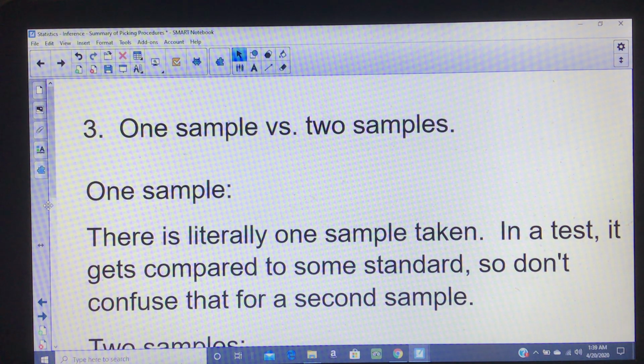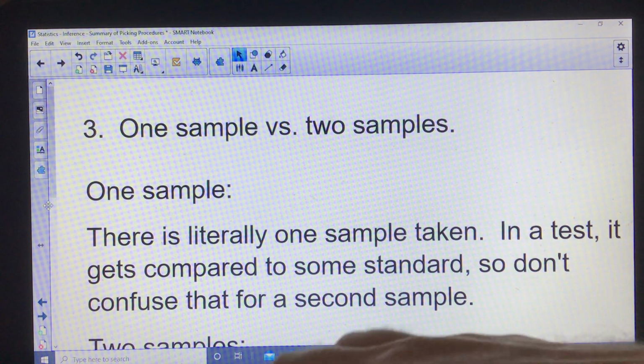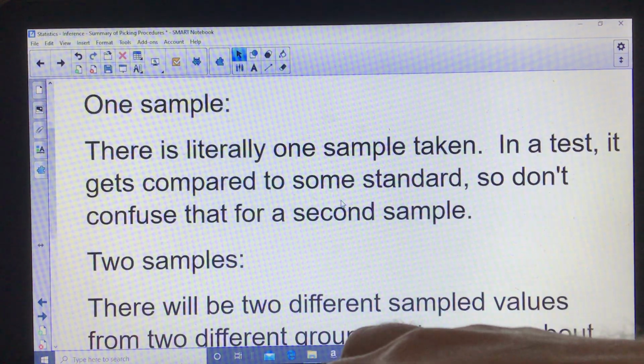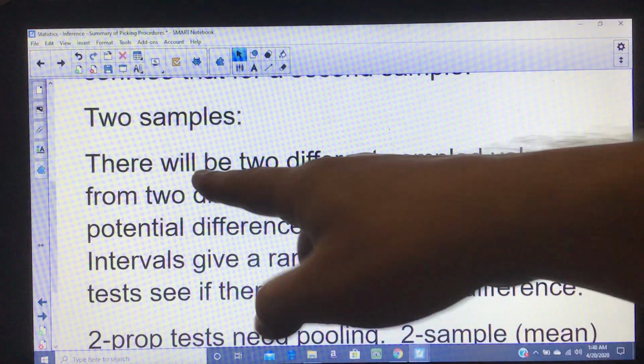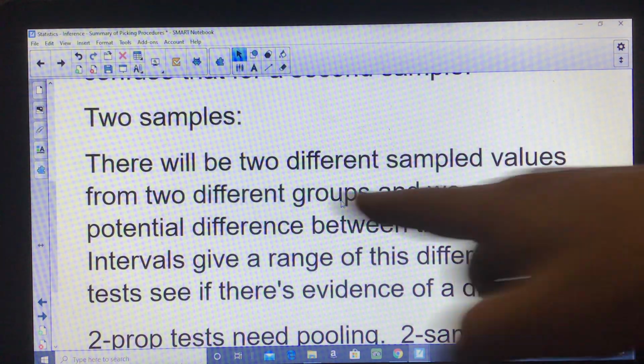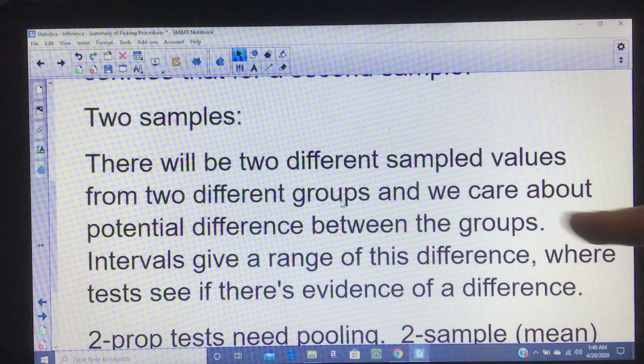You'll be able to tell from the problem if they took literally one sample and they're comparing it to a standard, or if they took two separate samples. All right. So you use one sample procedures when you see there was only one sample taken. There may be another number mentioned, but the sample is only from one group. Use the two sample procedures, obviously, when there are two different sampled values from two different groups.